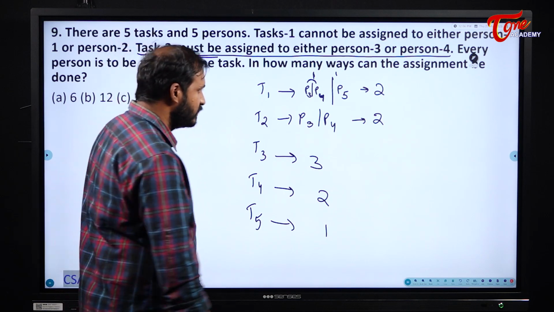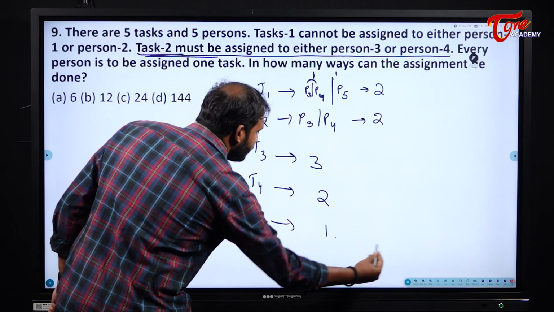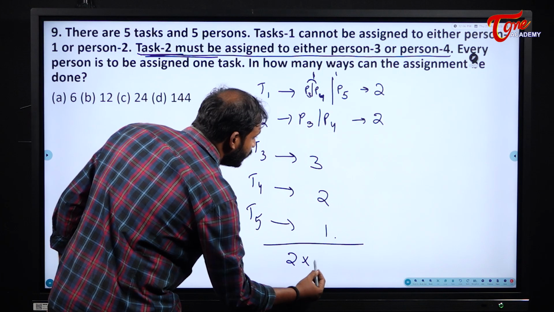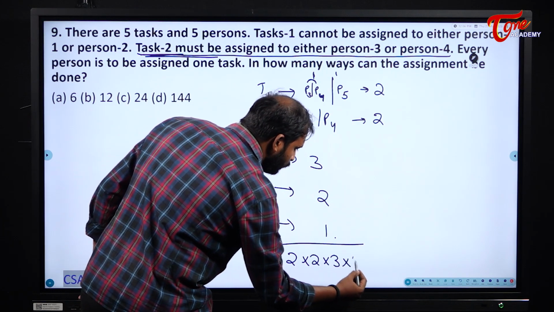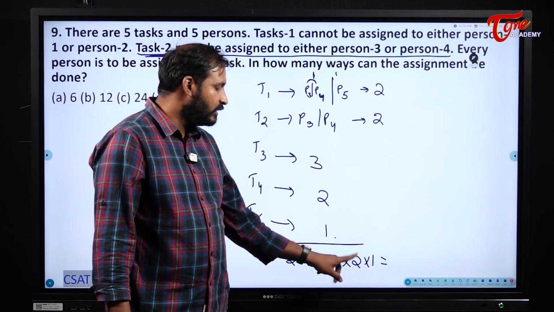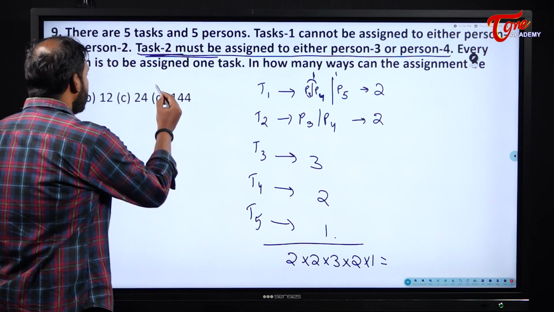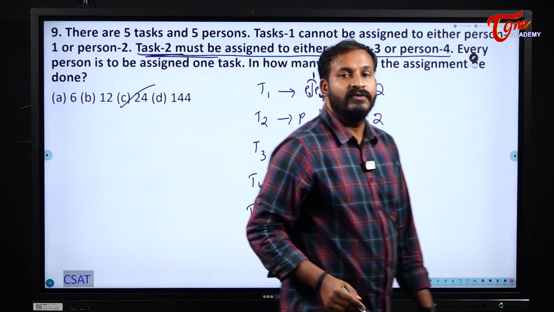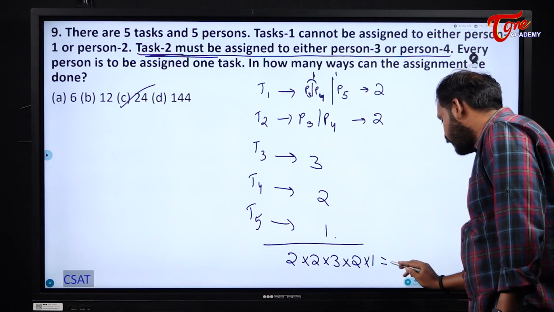Task 5 has only 1 chance. So now what will be my final answer? 2 into 2 into 3 into 2 into 1. This will be my final answer. So 2 2s are 4, 4 3s are 12, 12 2s are 24. So this can be assigned in how many different ways? In 24 different ways.